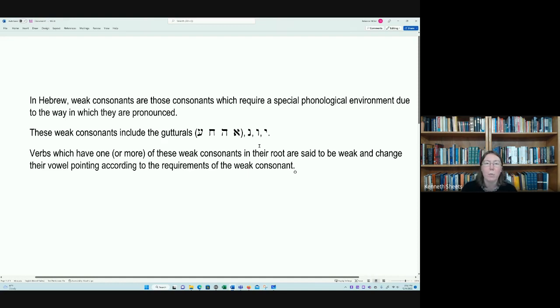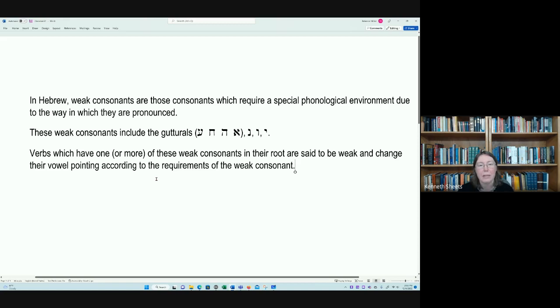And then you have the yod and the wow, which these two consonants are pronounced in such a way that they are very, very close to being vowel-like. And so in that respect, you will see sometimes that these two will lose their consonantal character and become more vocalic. And so verbs which have one or more of these weak consonants in their root are said to be weak. You will hear me refer to them as weak verbs. And as a result, they will change their vowel pointing according to the requirements of the weak consonant.